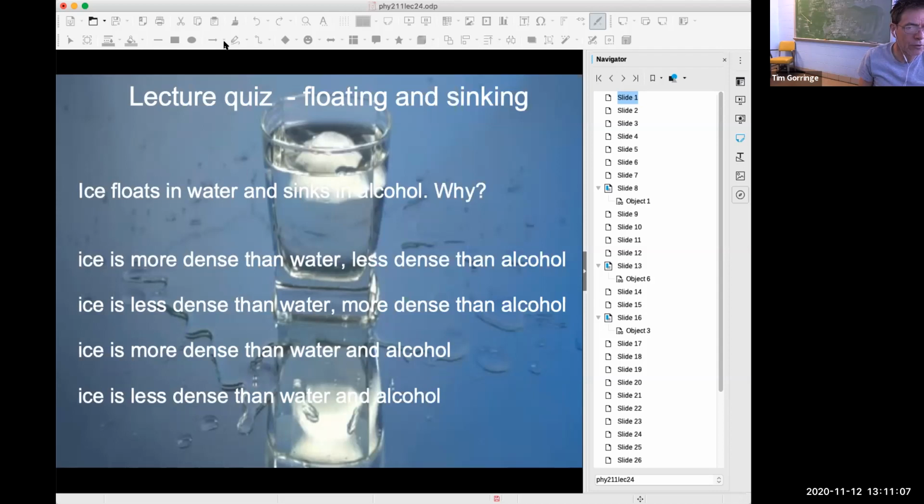Okay, I think time's up on the quiz. So, we're told that ice floats in water. We know ice floats in water, and ice actually sinks in pure alcohol.